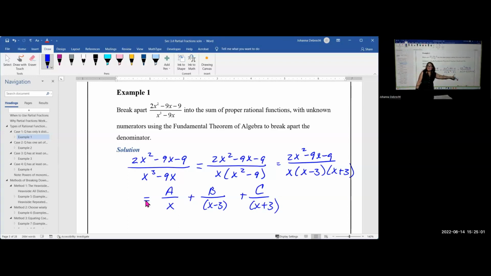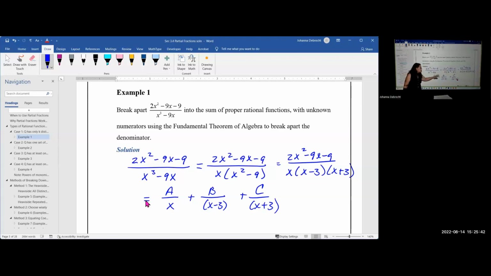But I don't know what A, B, and C are yet. If B is negative, then you could think of it as subtraction. That's why I keep saying sum or difference. Until we know what A, B, and C are, we won't know whether these signs in between are positive or negative. So we don't know if it's really a sum or a difference. So this is the method of decomposing the original rational expression into the sum of simpler rational expressions where each distinct non-repeated linear factor shows up one time with an unknown numerator.